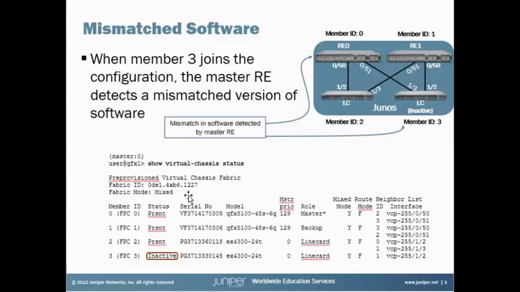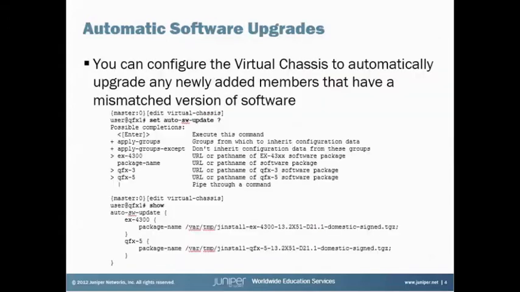And that would work just fine, but wouldn't it be nice if we could just have the master RE automatically upgrade the newly added member 3? And sure enough it can with this new auto update feature. So if I look under edit virtual chassis, it is possible. There's a new set of commands here under edit virtual chassis. It says auto software update.